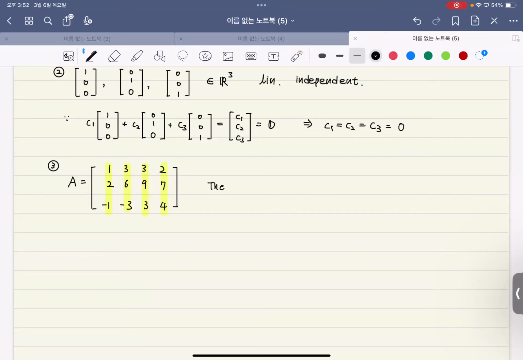The column vectors of A are linearly independent.